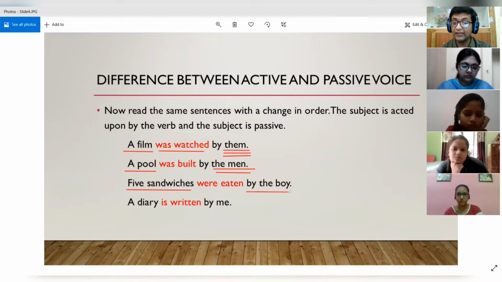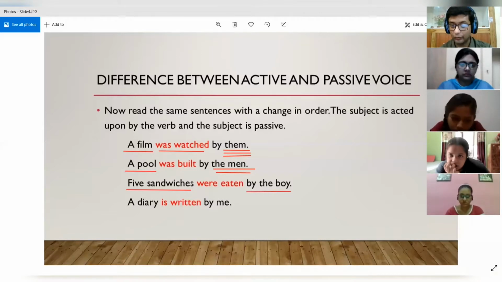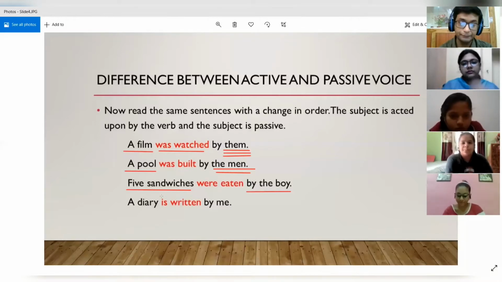And the boy is active over here, but we see whether the subject is active or not. And over here, 5 sandwiches, that is the subject of the sentence, is passive in nature. The sandwiches are not doing anything. Instead, they are being acted upon. They are being eaten by the boy, right? So here also the voice will be passive.